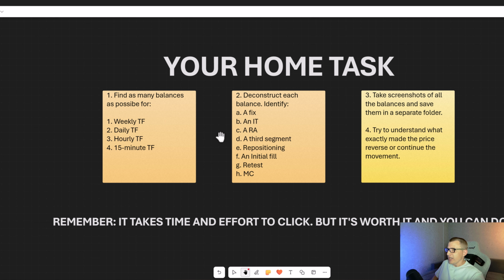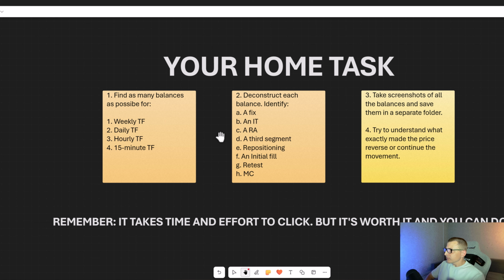Okay, home task. First, find as many balances as possible. Use weekly, daily, hourly, and 15-minute time frames. Deconstruct each balance like I did. Try to identify a fix, an initial trade, a responsive activity, the third segment. Remember all those types of third segments I gave you: repositioning, which is a new impulse, an initial fill, retest, move continuation. Try to identify all these steps.